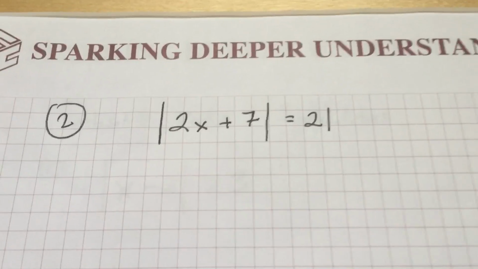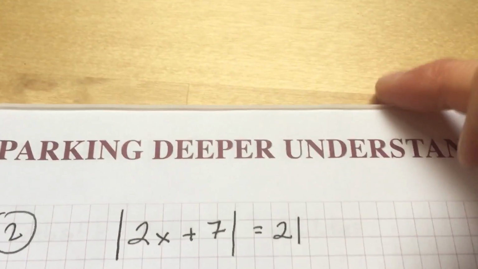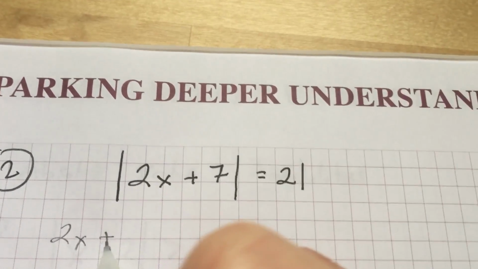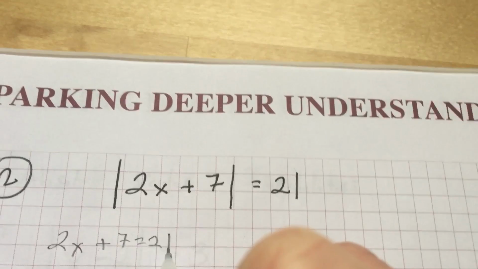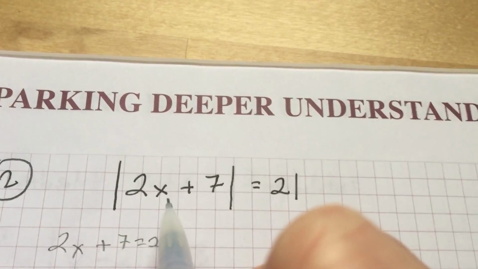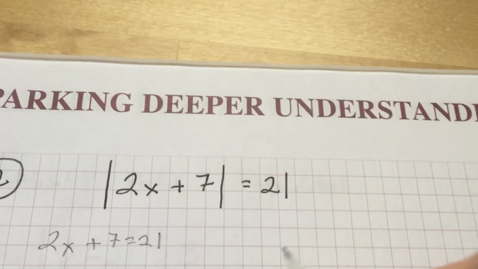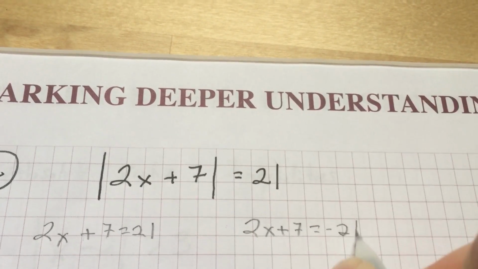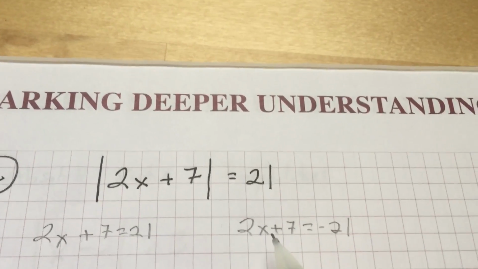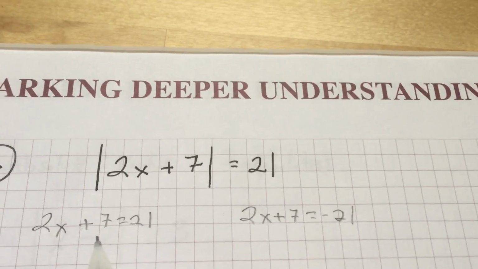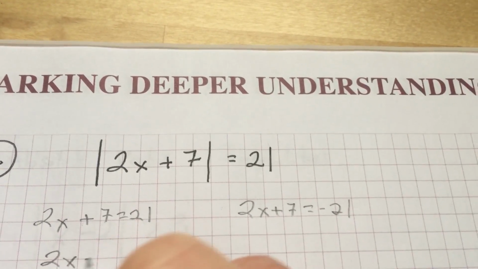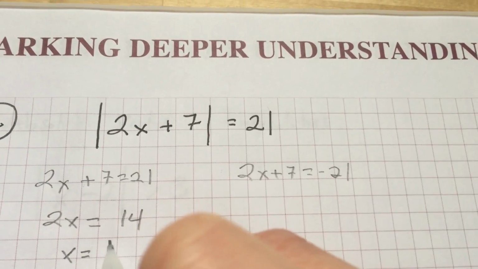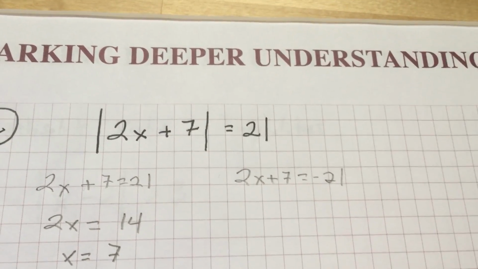All right, so you should have set up two equations. The first equation we're going to set up is 2x plus 7 is equal to 21, because I want to know when that's going to equal an absolute value of 21. And the second, 2x plus 7 is equal to -21. Again, notice I'm not changing anything. We'll subtract 7 from both sides, so 2x is equal to 14, and x is equal to a positive 7.